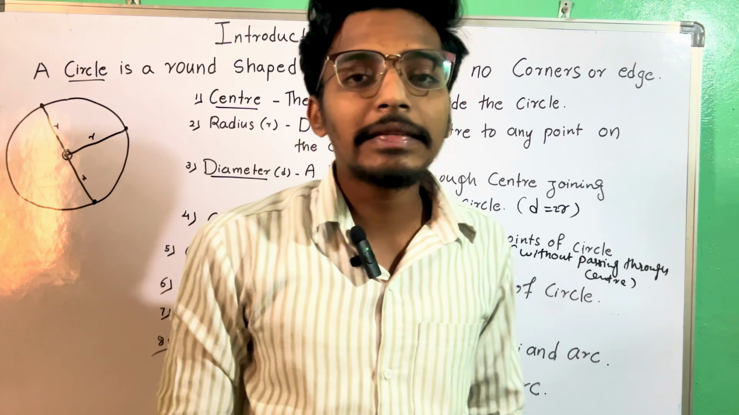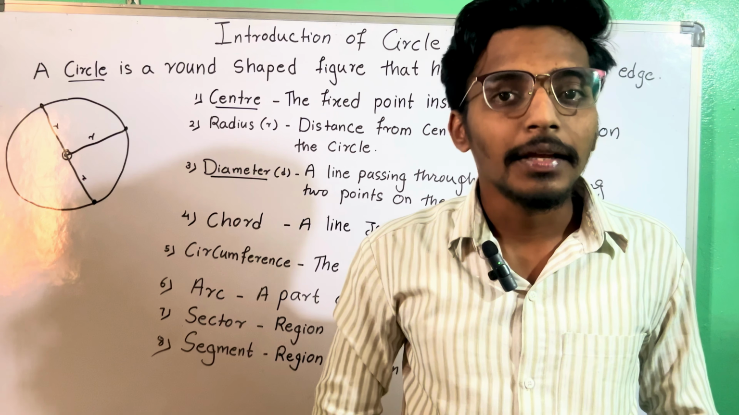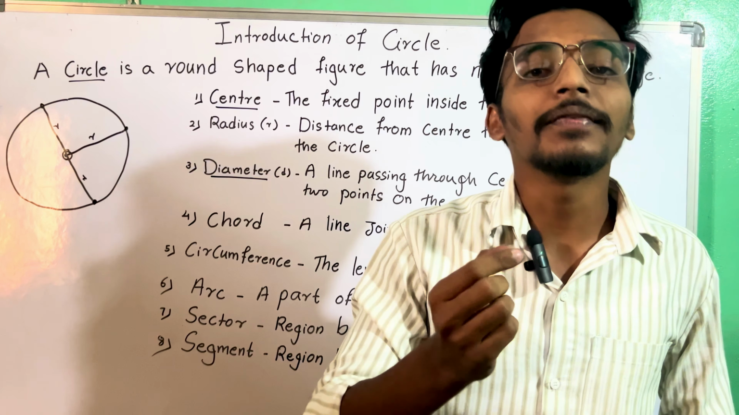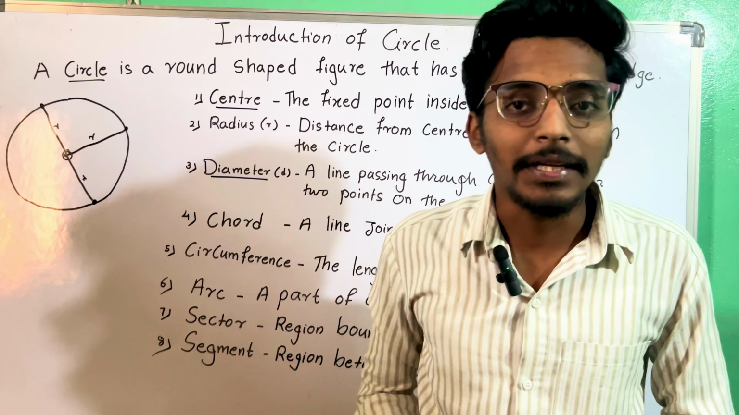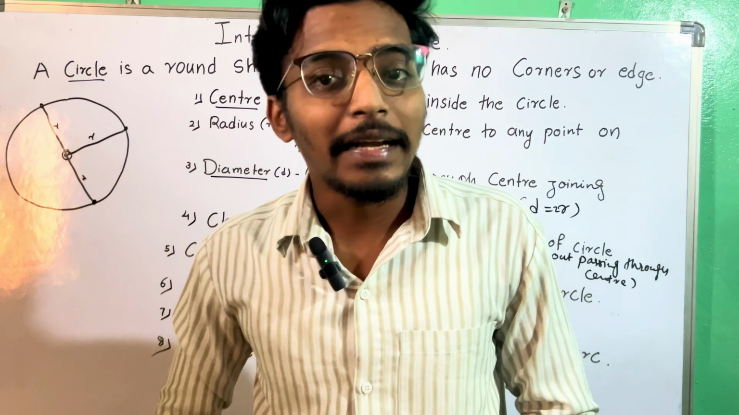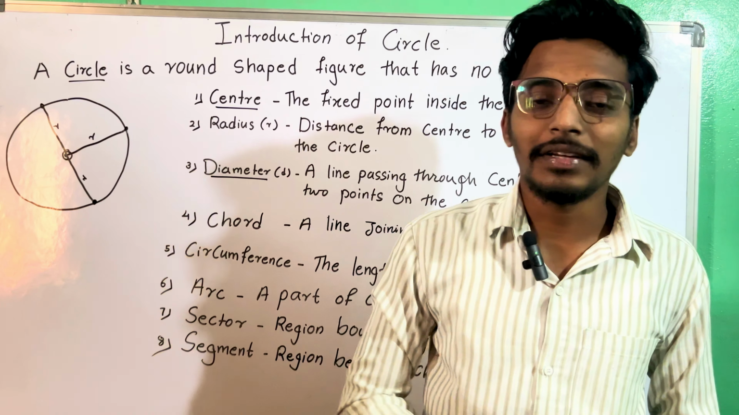If a diameter is 10 centimeter, then what is the length of radius? It will be 5 centimeter. If a diameter is 12 centimeter, then what is the length of the radius? Comment your answer in the comment section. I will read after the class.